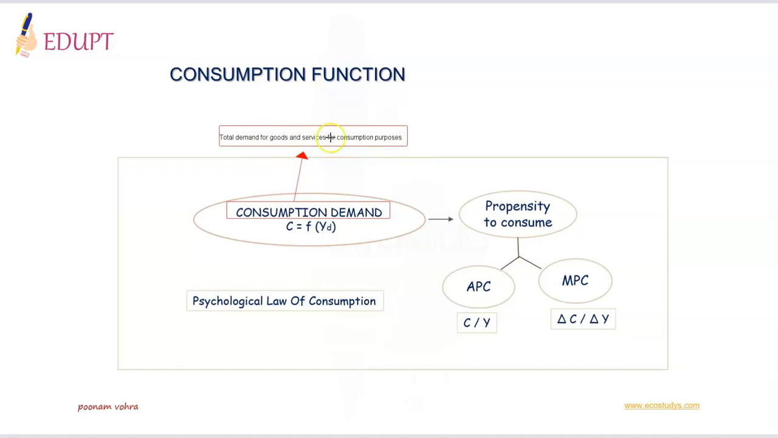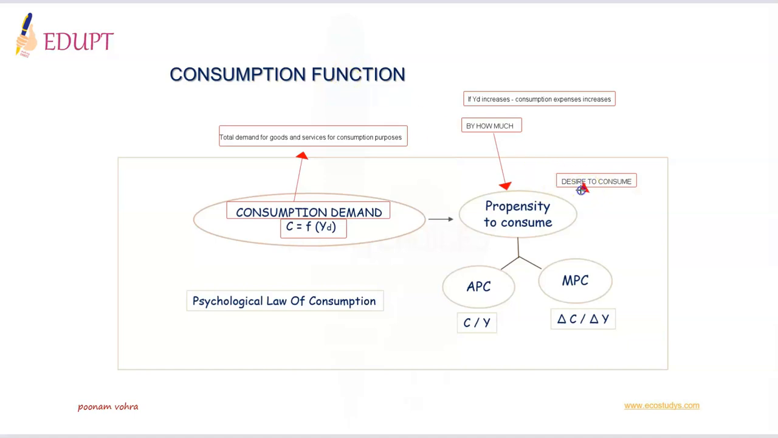So the level of households' consumption demand depends upon disposable income, which is written as consumption is a function of disposable income. If disposable income increases, consumption expenses also increase. But by how much will consumption expenses change? The change in consumption due to change in disposable income depends upon propensity to consume, that is, desire to consume.